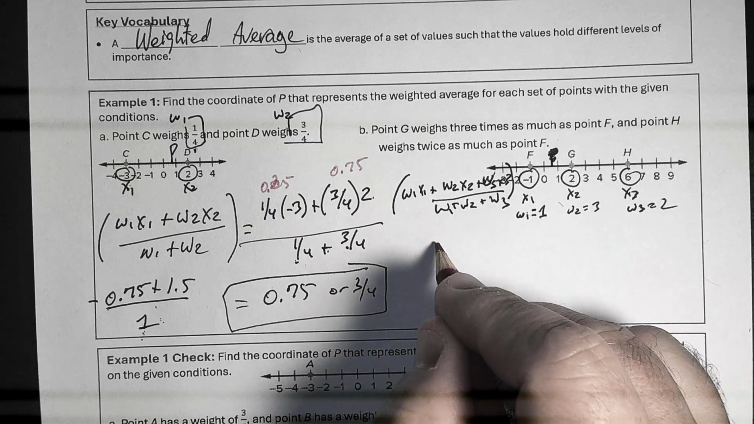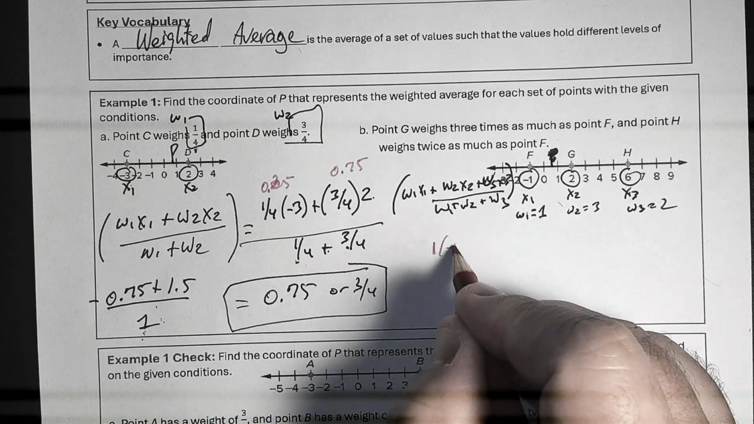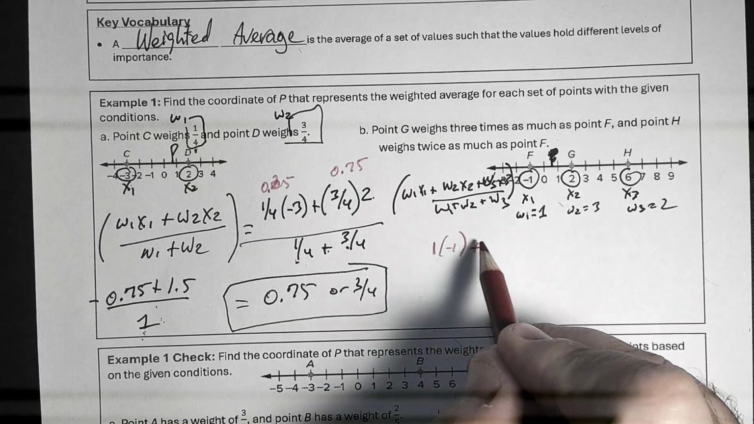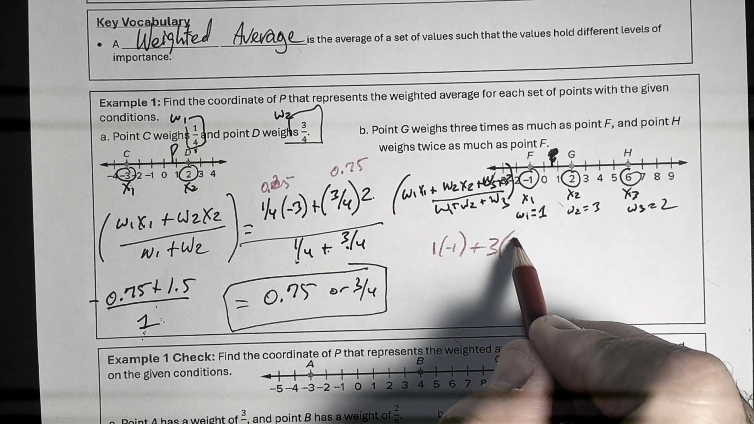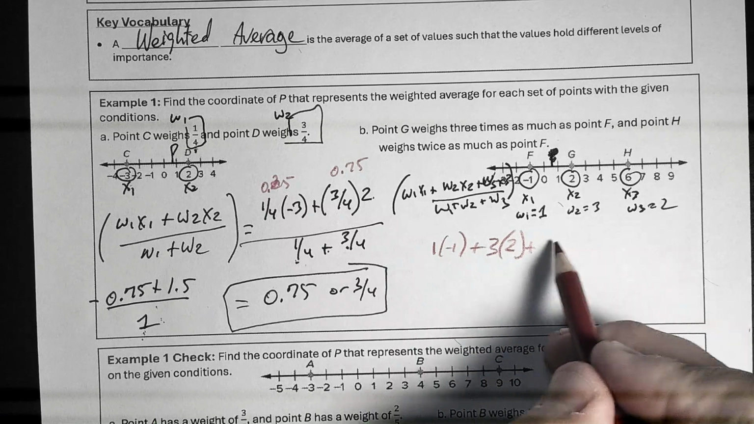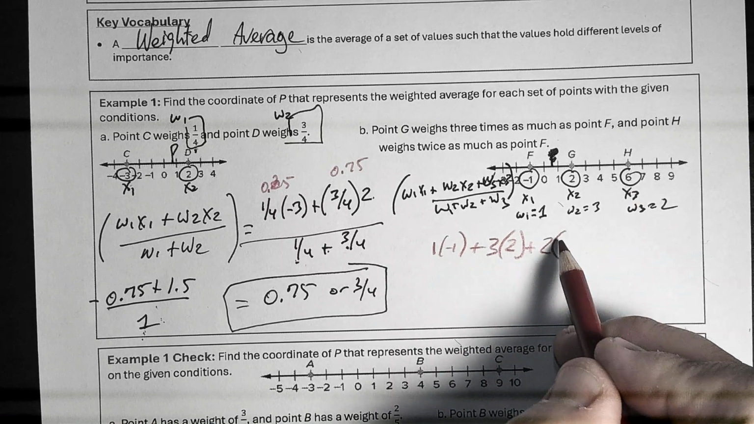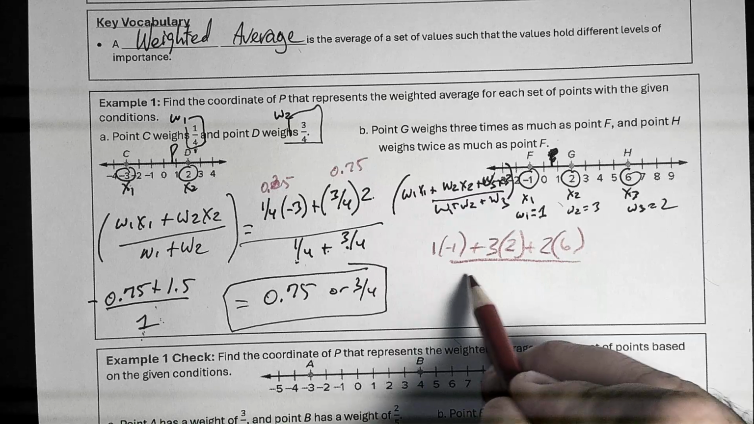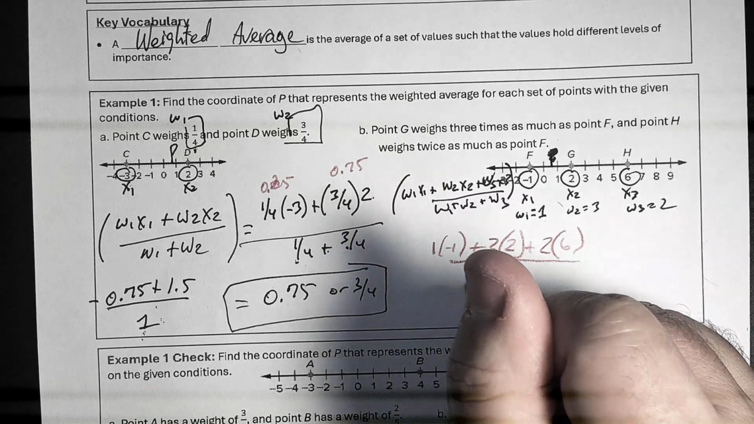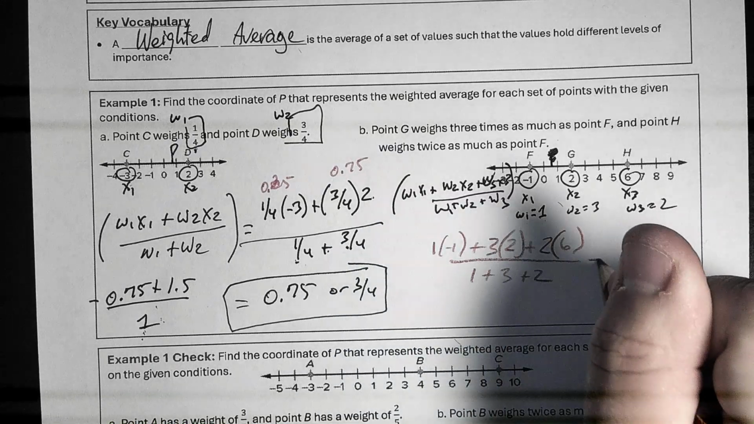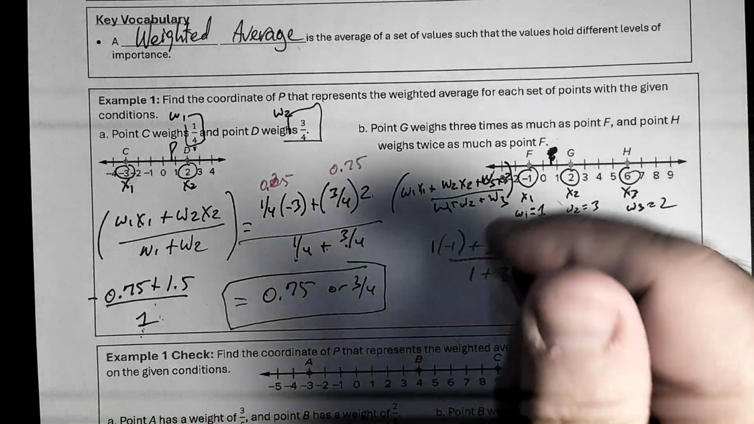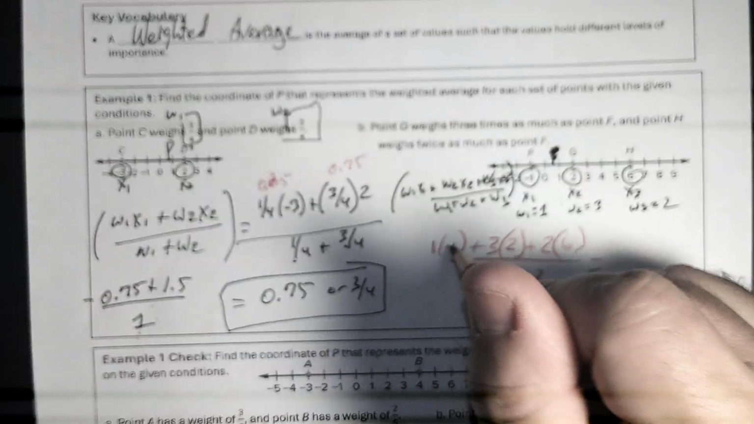Alright, so W1 is 1. X1 is -1. Plus W2 is 3. X2 is 2, plus W3 is 2, X3 is 6, over 1 plus 3 plus 2. Okay. Alright, so 1 times -1 is -1. 2 times 3 is 6. And 2 times 6 is 12. 1 plus 3 is 4. 4 plus 2 is 6.